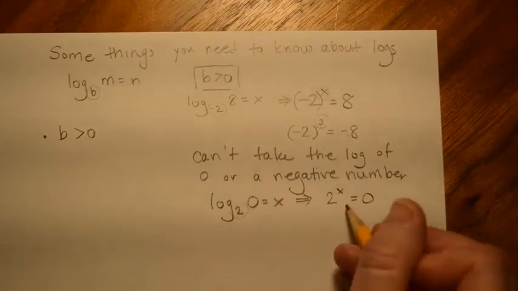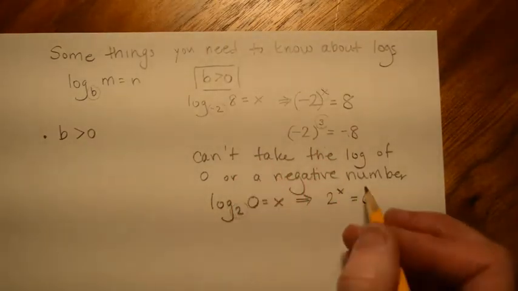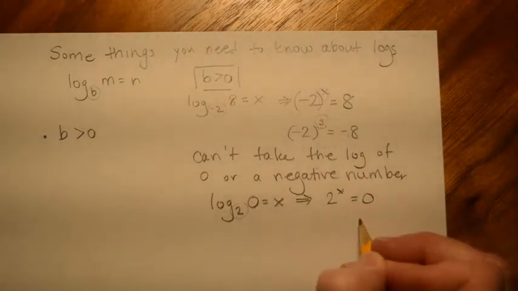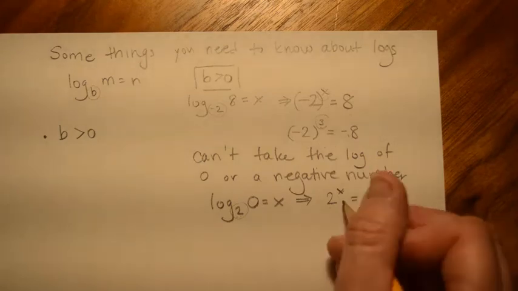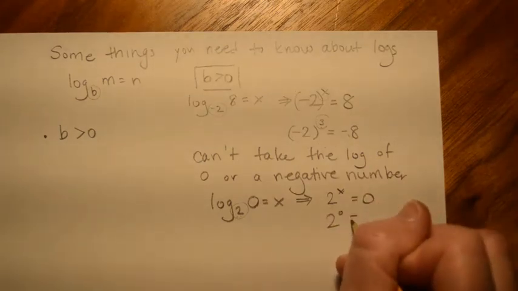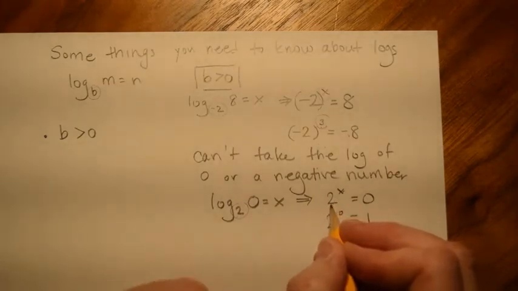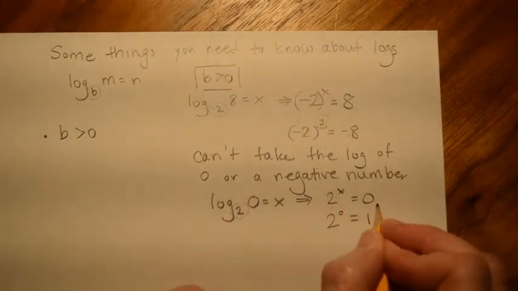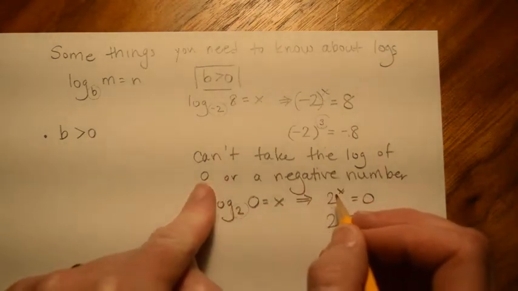Again, I leave this as the base. It was the base in my log, it's the base in exponential, then I flip the two of these around. So I get 2 to what power equals 0? Well, nothing. You might say, well, how about 2 to the 0? But 2 to the 0 equals 1, not 0. There is no number of times that I can multiply 2 together and get 0. It just doesn't work. So I can't take log of 0.